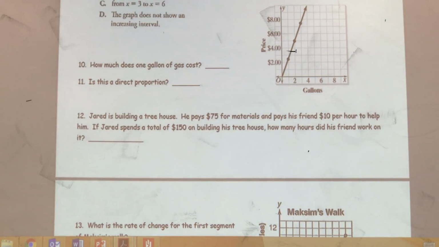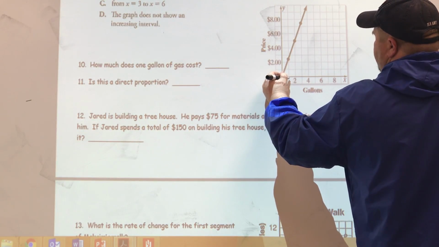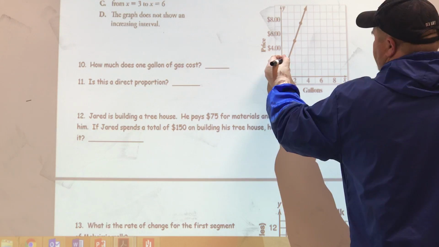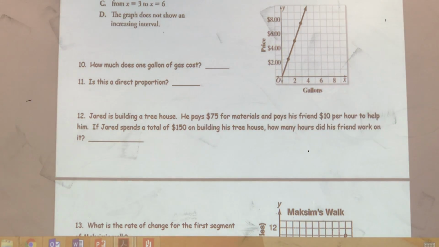All right. How much does 1 gallon of gas cost? Well, 1 gallon. So we need the per one price. Now, that's indicated right here, but it's very difficult to tell what value that is. We know it's above 2, but it's below 3, but I feel like we're kind of guessing.